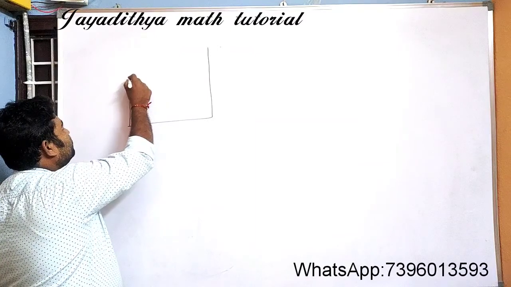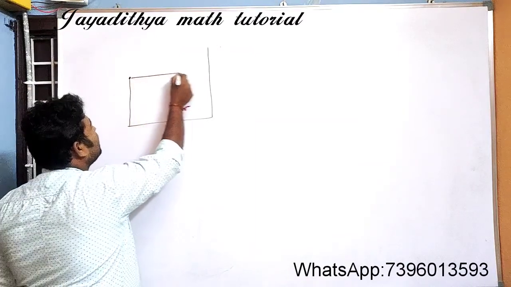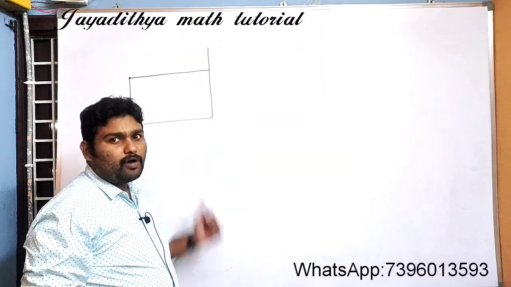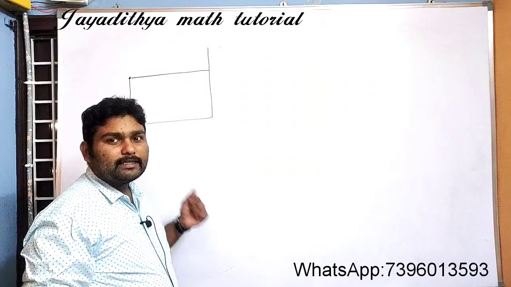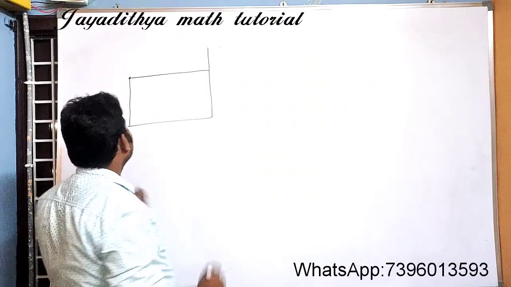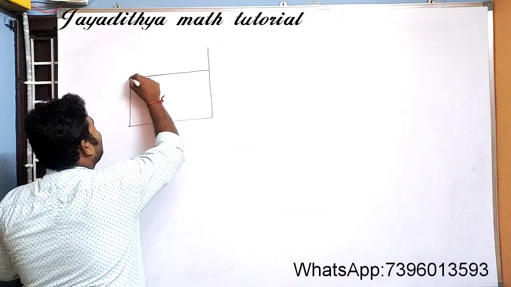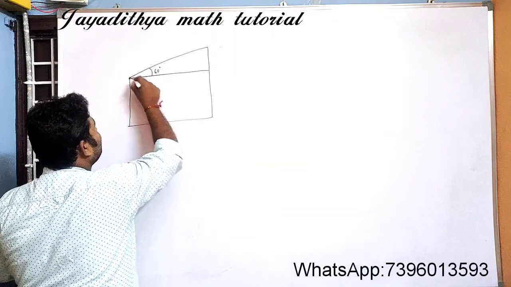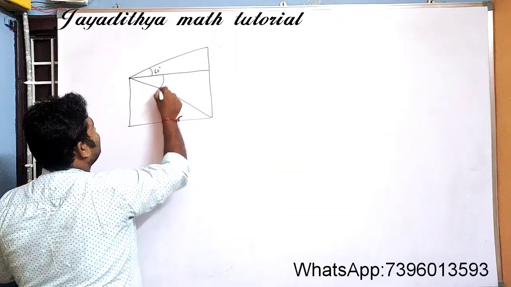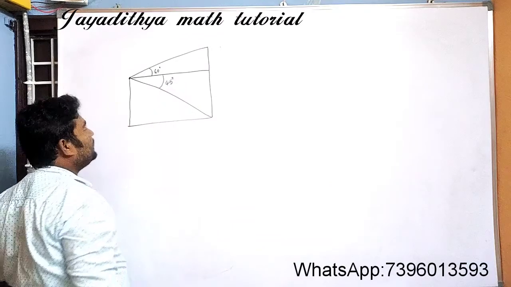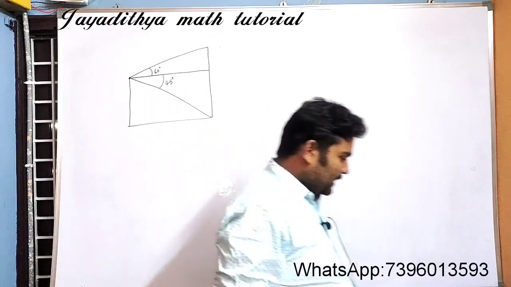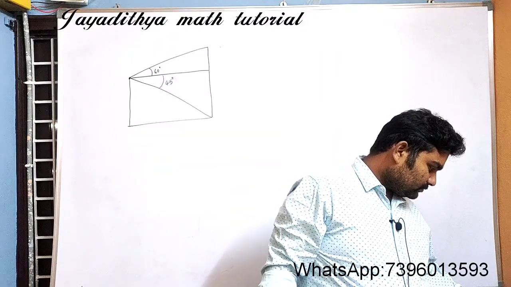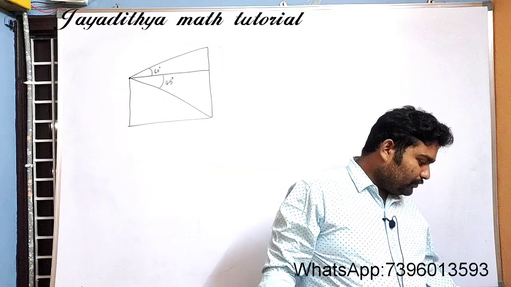From the top of a building, let us take this line as the horizontal line. If you haven't watched my first video of applications of trigonometry, do watch it, then you will understand what is horizontal, what is line of sight, everything. From here the angle of elevation is 60 degrees and the angle of depression is 45 degrees.